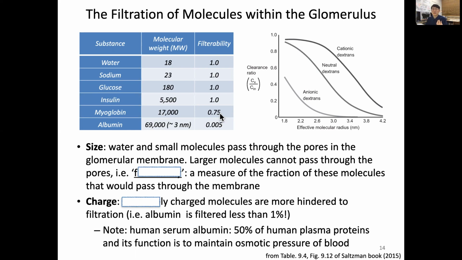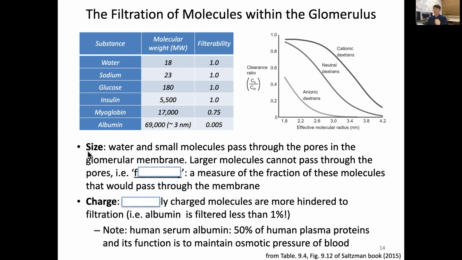And let's consider albumin, which is about 69 kilodalton, which is pretty big, and that corresponds to a molecular radius of about 3 nanometers. Still tiny compared to that 90 nanometer hole of the filters in the kidney. But look at that, the filterability is almost 0.005, less than 1%. What happens here? So let's think.